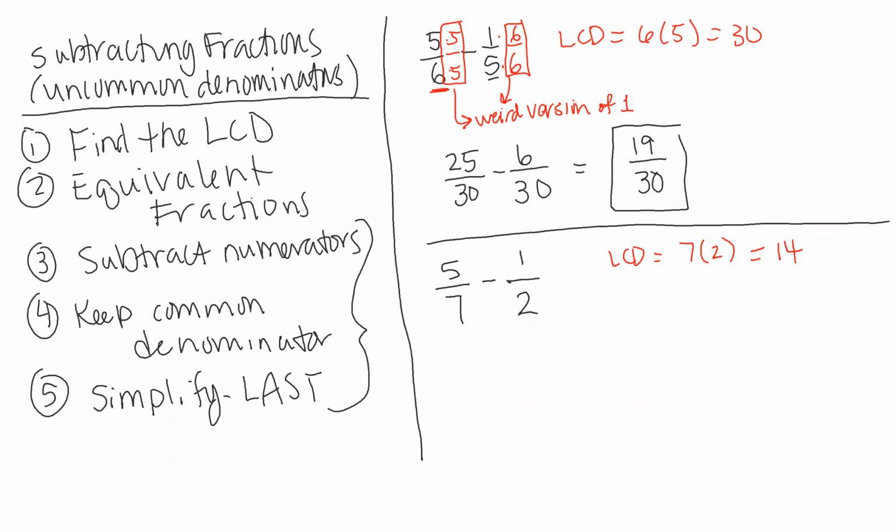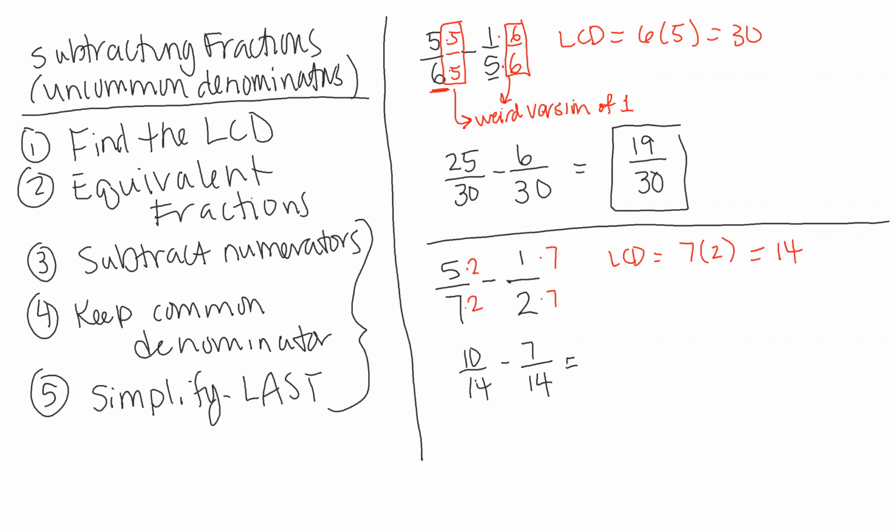So now we want to get those equivalent forms of our fractions. Looking at the 7 in 5/7, I would multiply it by 2 to get 14. So top and bottom by 2. Looking at the 2 in 1/2, I would multiply by 7 to get the LCD of 14. I rewrite the problem. 5 times 2 is 10, so I get 10/14. 1 times 7 is 7, so I get 7/14.